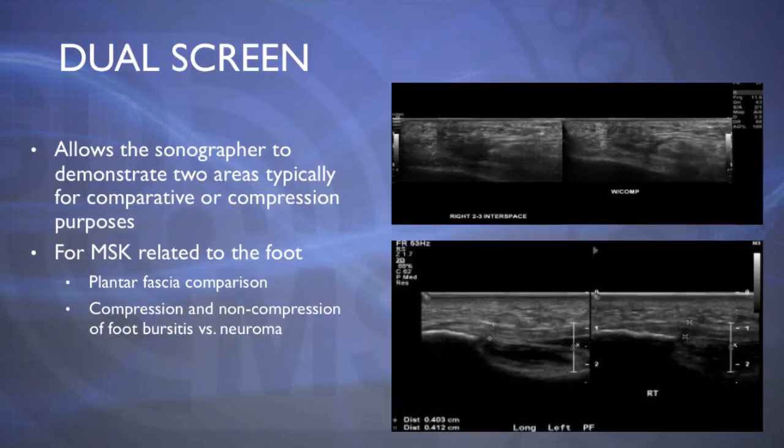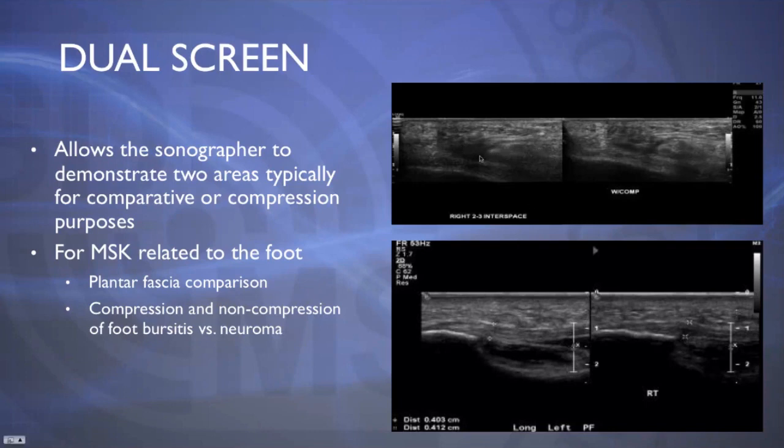We use dual screen in a lot of different things in MSK, but we do also do it in the foot. And this is for looking at plantar fascia comparison, which is noted in the bottom two images. And we can also look for compression purposes for a Morton's neuroma versus a bursitis, and that is in the upper two images. The upper two is showing over here on the image on the more left-hand side.